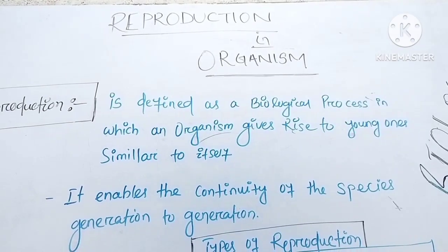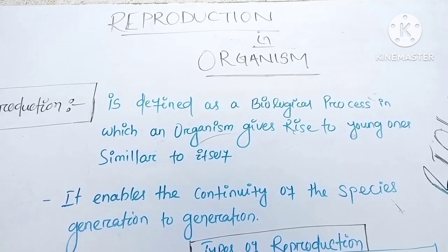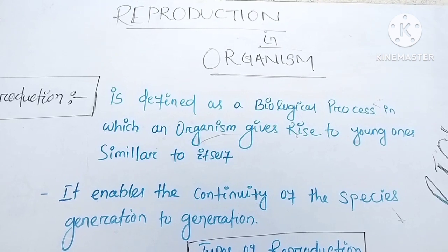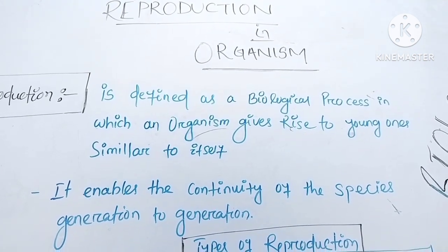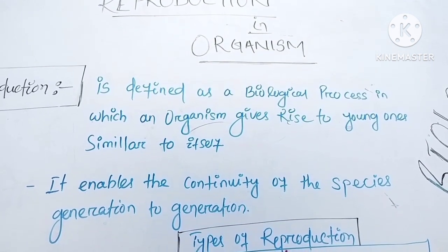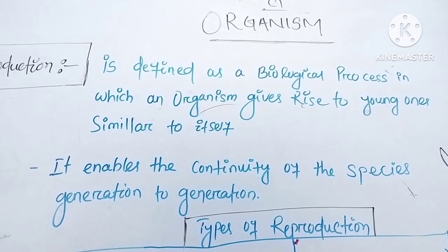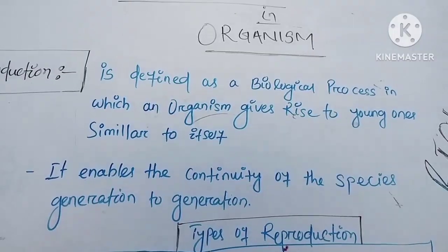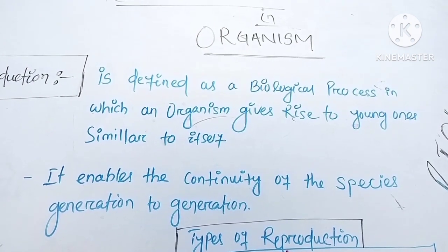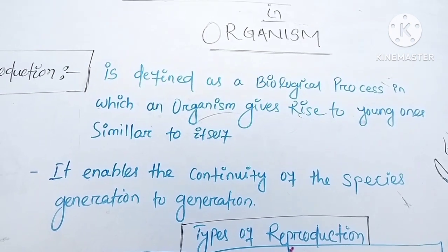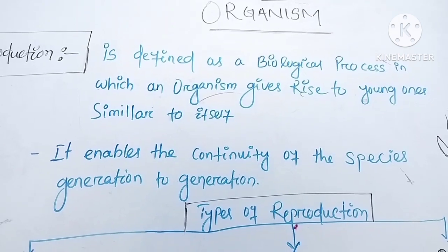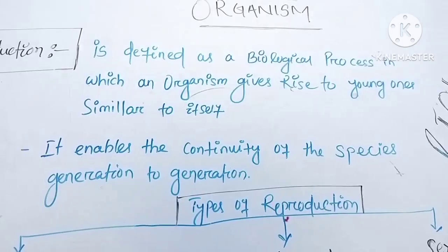Let's start with the definition of reproduction. Reproduction is defined as the biological process in which an organism can give rise to young ones similar to itself. The young ones, as you know, are the offspring. As the same type of parent develops, it can develop a similar type of offspring also. It enables the continuity of the species from generation to generation.